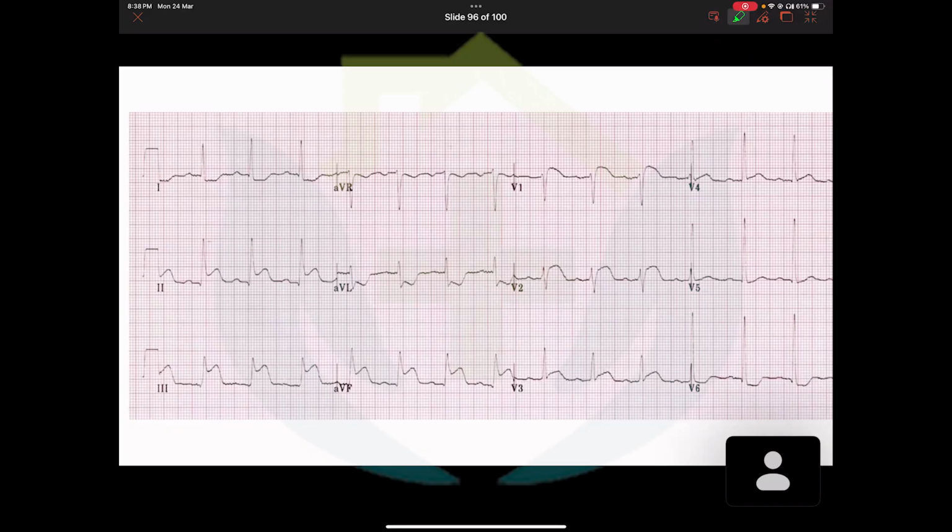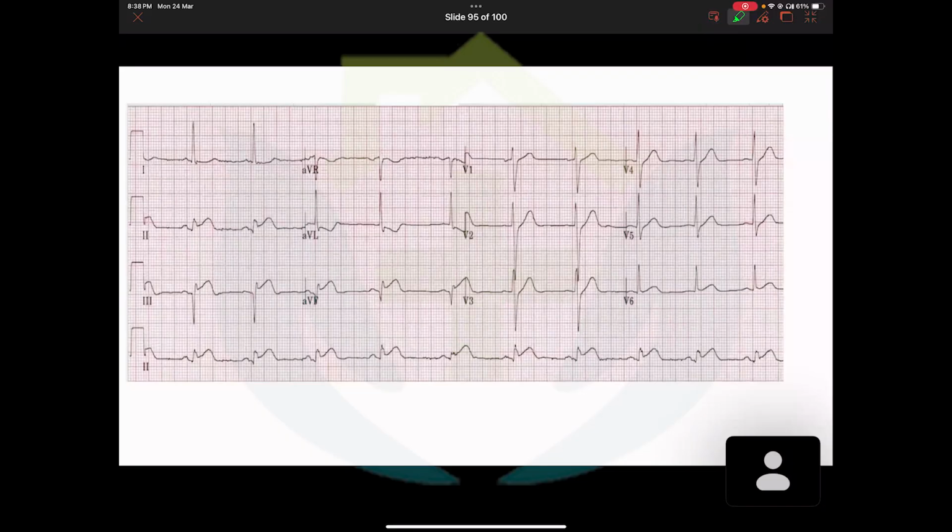Come on, I think this is too easy. In II, III, and aVF there are changes, so it is an inferior wall AMI, and there are reciprocal changes in V1, V2, V3, because the changes are only between V1 and V2. The others are not there. So the lateral wall is not involved in this case, right?